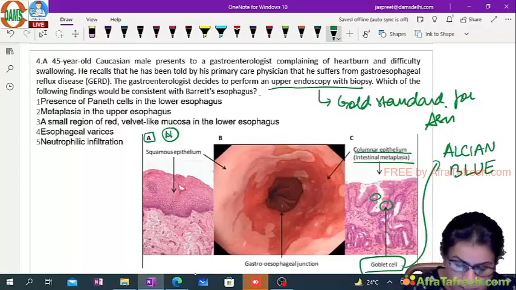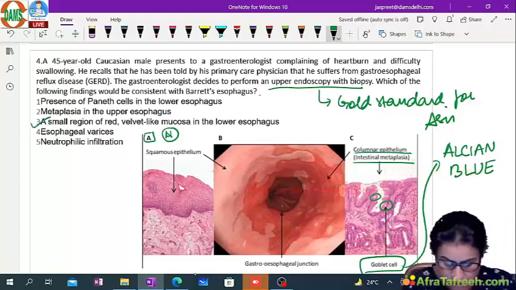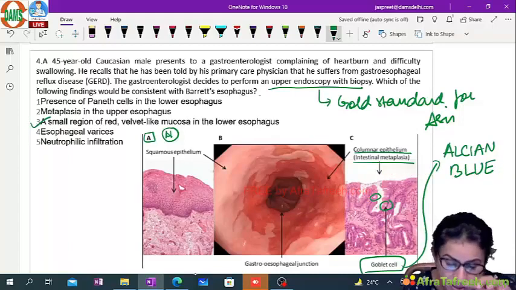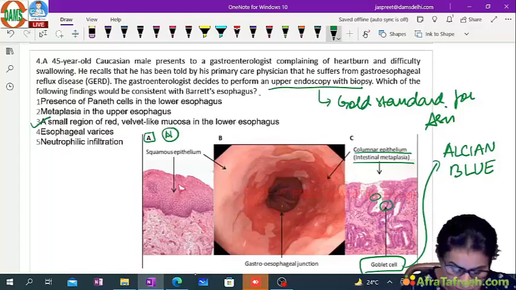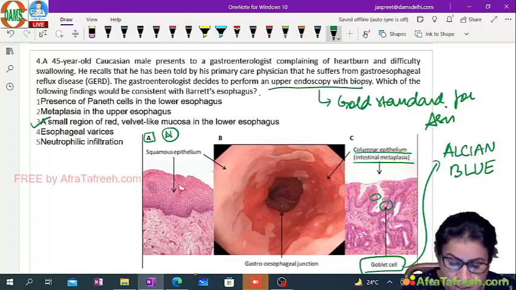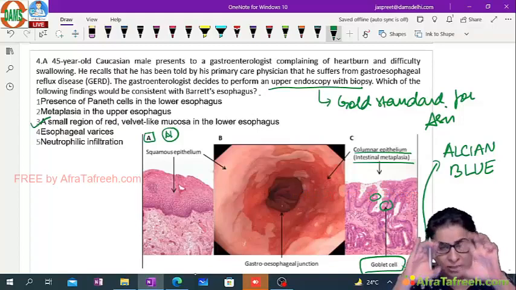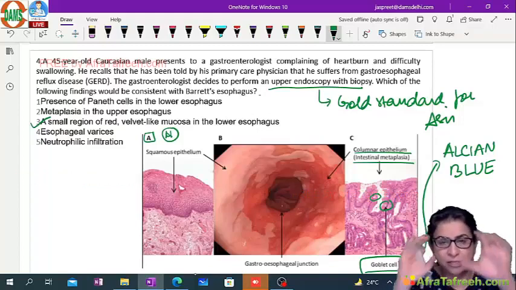Yes, Adesh, absolutely correct. The answer is 3: a small region of red velvety mucosa in the lower esophagus. Ayush, Adesh, Sridevi, all of you are correct. So the answer is 3, or answer C. Abhay also, Abhinav, yes, all of you are correct. Yutika, absolutely correct. Red velvety mucosa in the distal, lower one third of the esophagus.